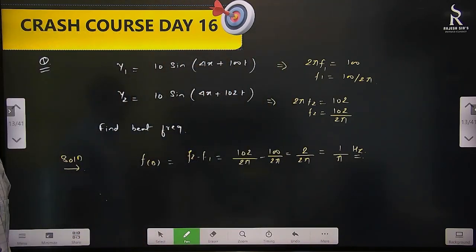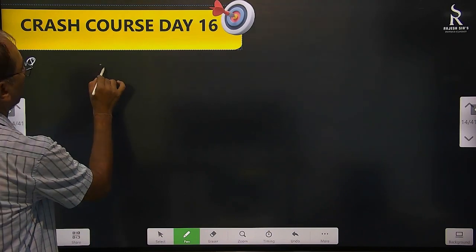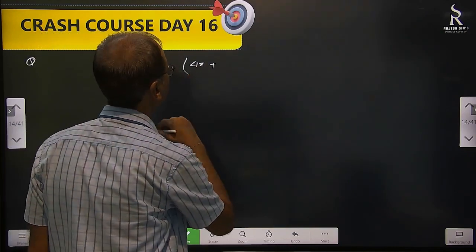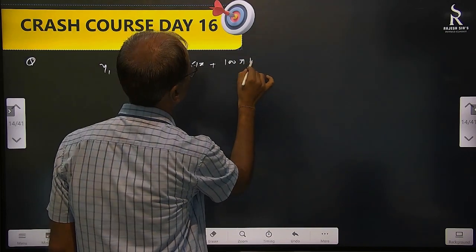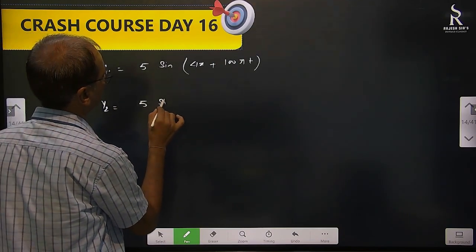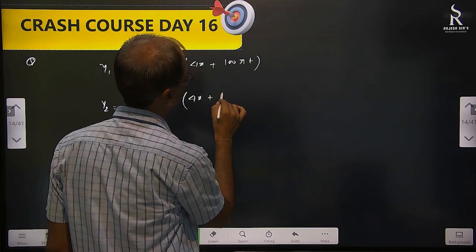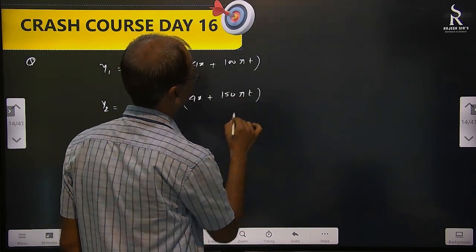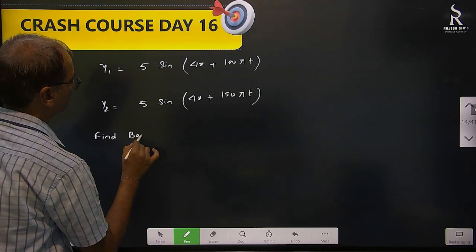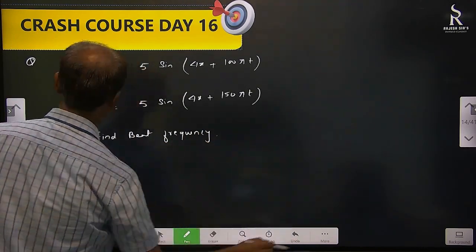Okay, now the same question I make in a different way. The question now is y1 equal to 5 sine (4x plus 100 pi t) and y2 equal to 5 sine (4x plus 150 pi t). And the question is saying find the beat frequency.